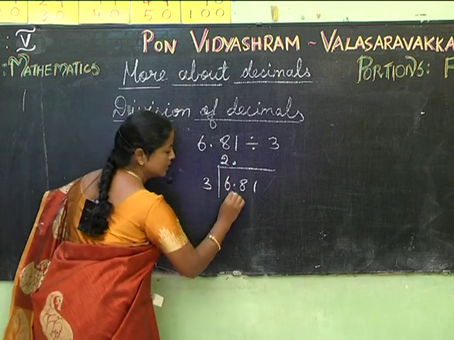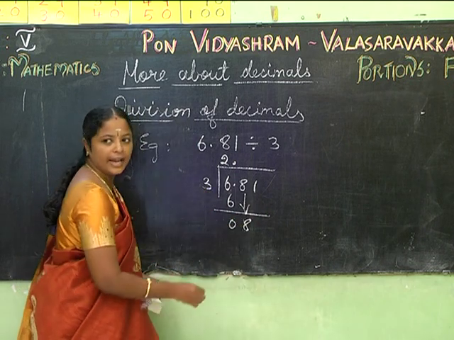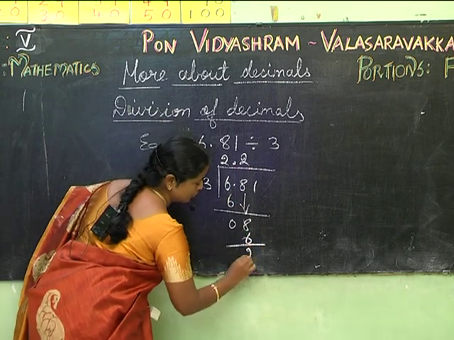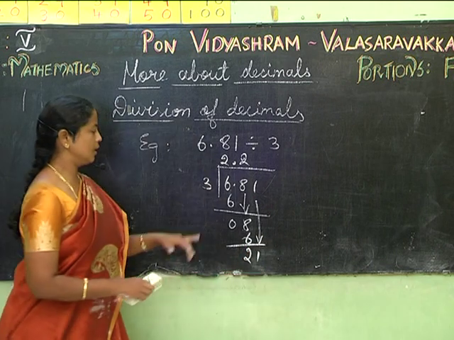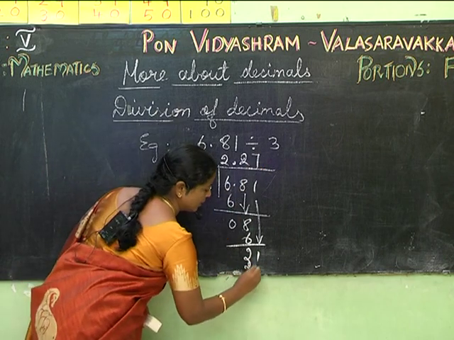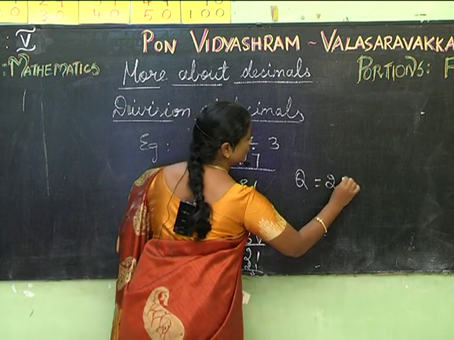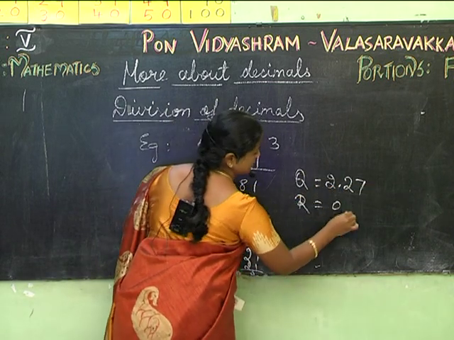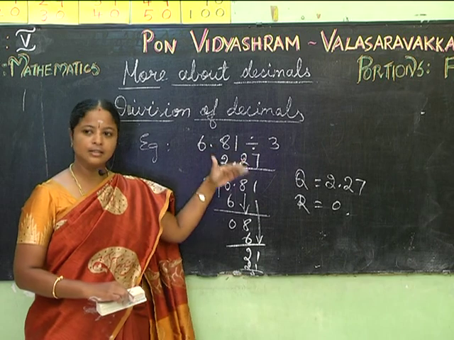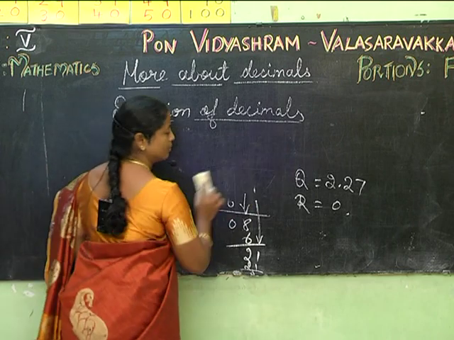2 times. So twice. 3 2s are 6, 0, bring down the 8. Now 3 will go in 8 2 times. 3 2s are 6, 2 and bring down the 1. Now 3 whats are 21, 3 7s are 21 and the remainder is 0. Here we have the quotient is 2.27 and the remainder is 0. Now in case there are remainders in the division, we will see an example how we can solve the problem with remainder.